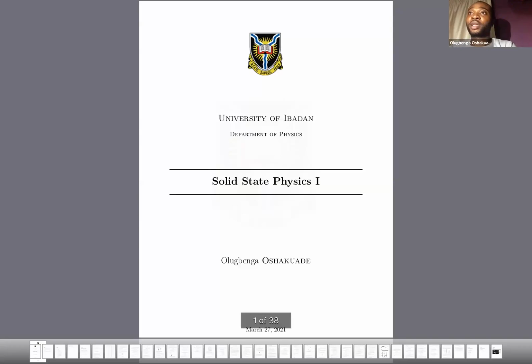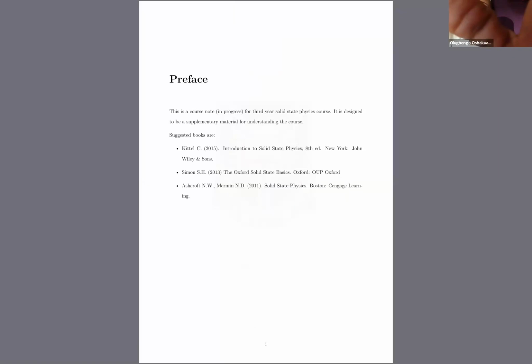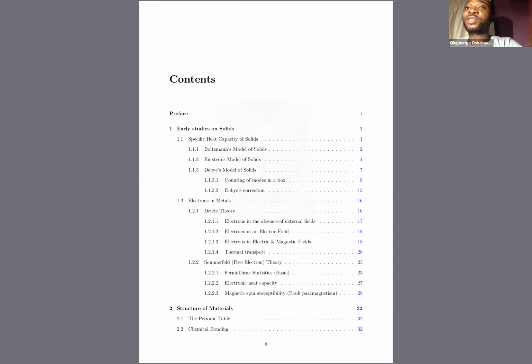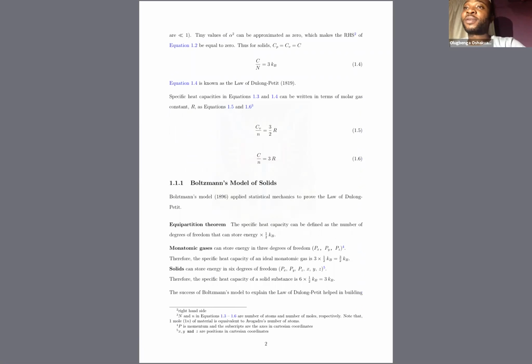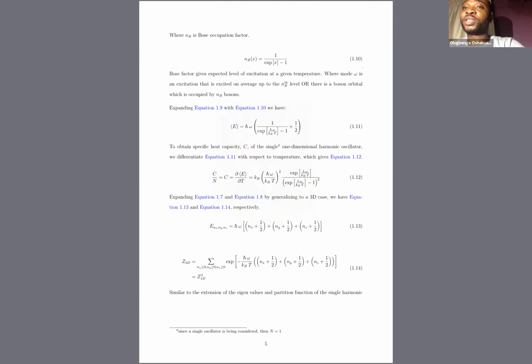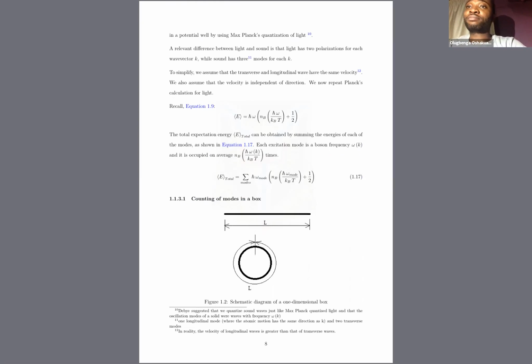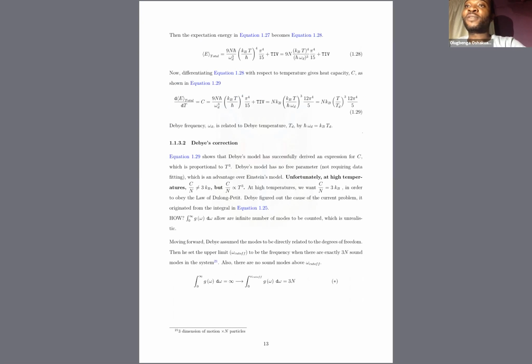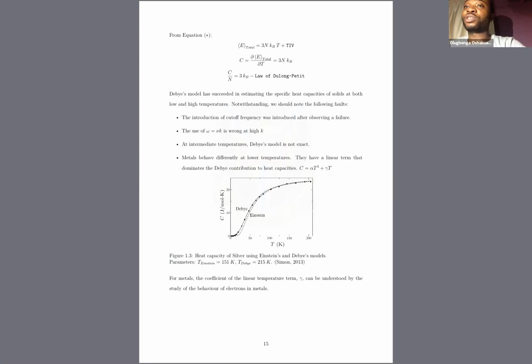Hello, everyone. Welcome to the concluding part of lesson 1. In the last class, which is last Monday, we stopped at free electron theory, which is also known as Sommerfeld theory. And in that class, I extensively spoke about the relationship between the Fermi-Dirac distribution, the equations, and the graphs.